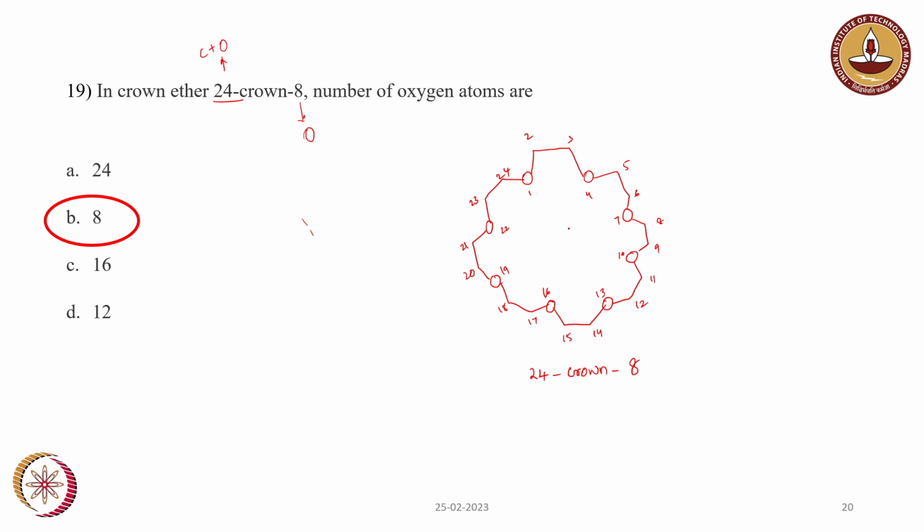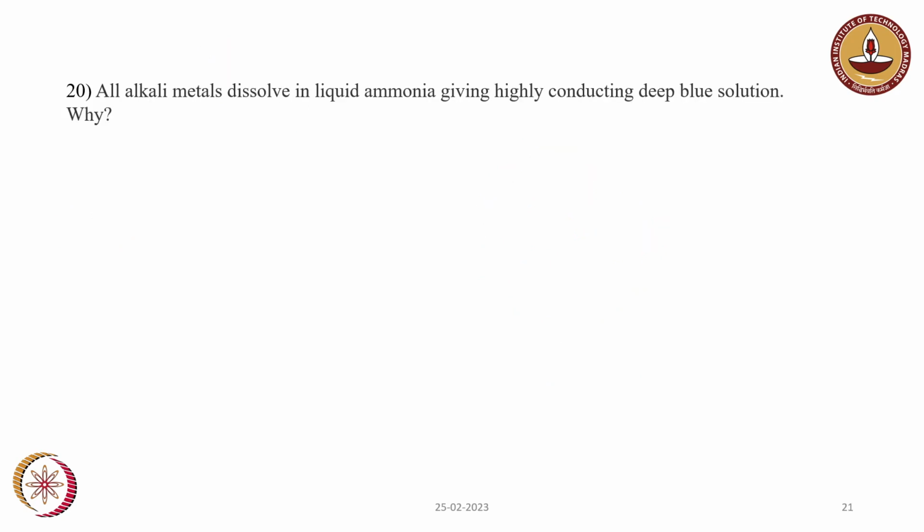Crown ethers are used to encapsulate alkali metal ions usually, because the ions can get trapped in between these oxygen atoms, so they will be coordinated and get stabilized. And the next question is: all alkali metals dissolve in liquid ammonia, giving a highly conducting deep blue solution, and why?